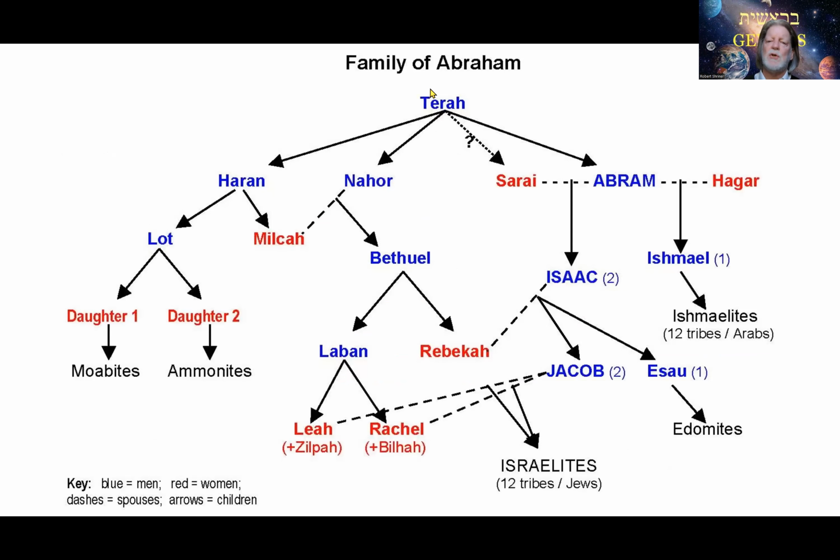We have the family tree. It starts with Terah. His son was Abraham, and his daughter was Sarai. So these are brother and sister, but they're step siblings because the mother of these two is different. Abraham had a different mom than Sarah. And of course, those two eventually have the son of promise, that's Isaac.